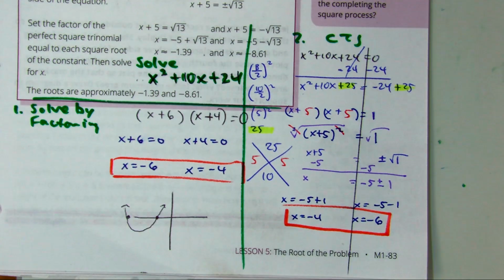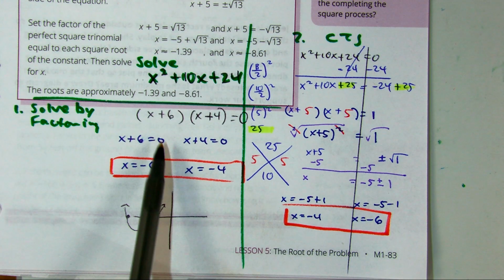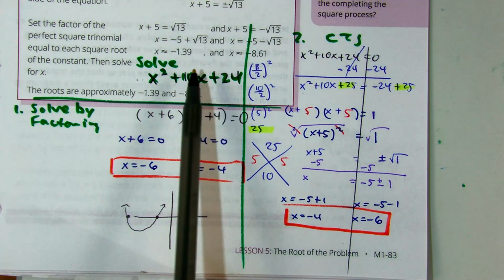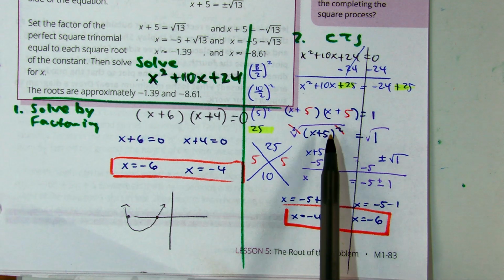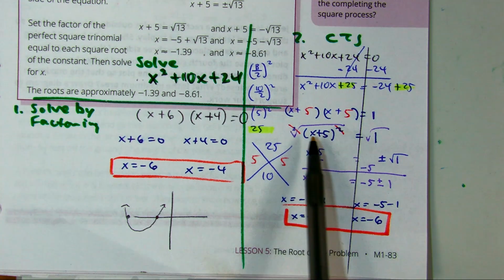Now, it seems like more work, but if you think about what we did, we went from standard form to factored form. This one, we went from standard form to what? Vertex form. And that's why we complete the square.